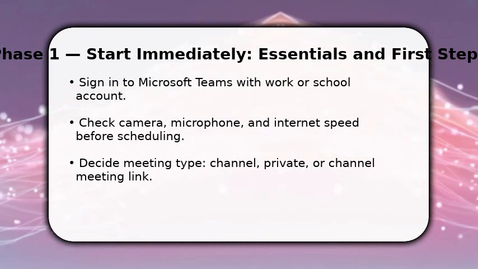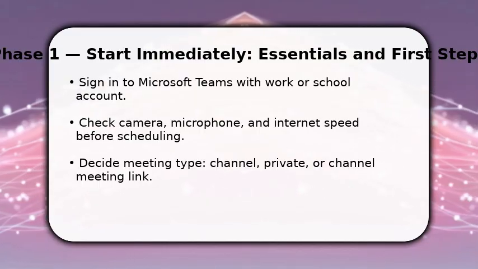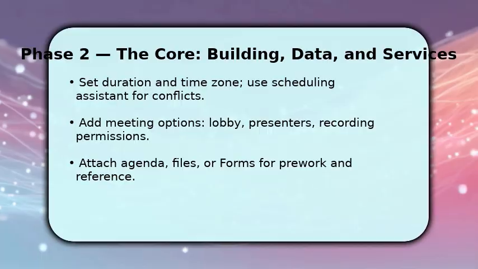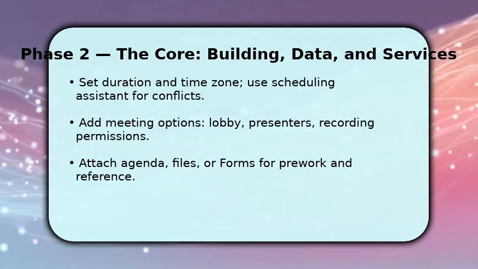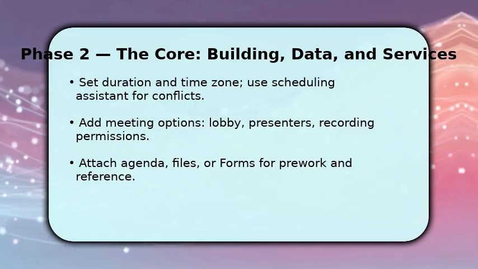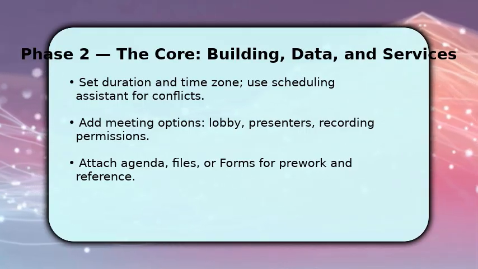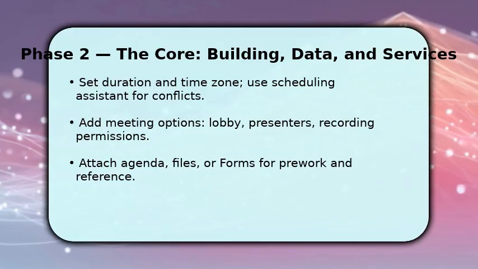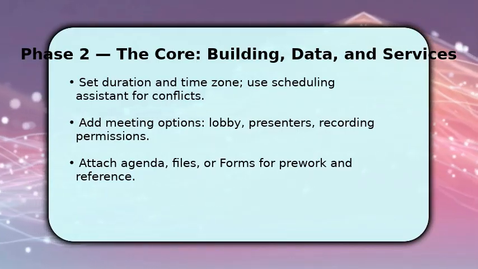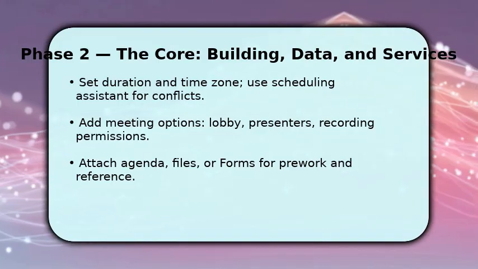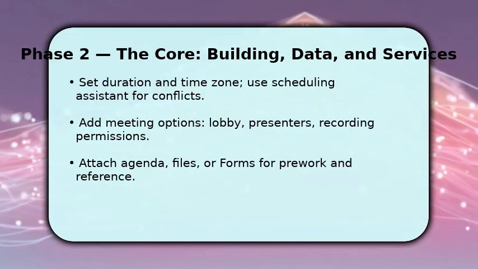Now refine logistics and permissions so the meeting runs smoothly. Use the scheduling assistant to resolve conflicts and set the correct time zone when attendees are remote. Click Meeting Options to control who bypasses the lobby, who can present, and whether attendees can unmute. These choices prevent interruptions. Attach files or a shared OneDrive folder and include pre-work links in the description. Once set, send the invite and confirm that calendar entries and Teams channels show the meeting link.